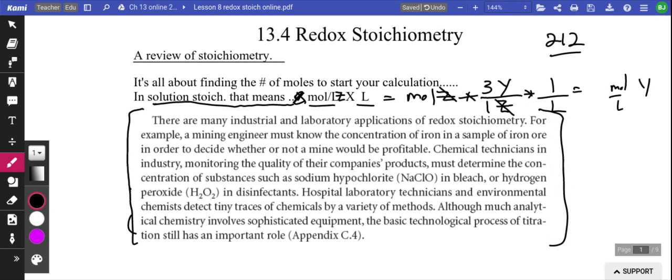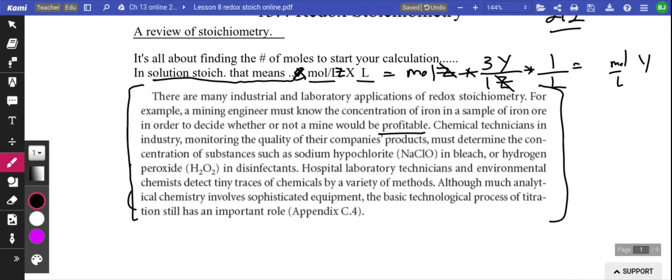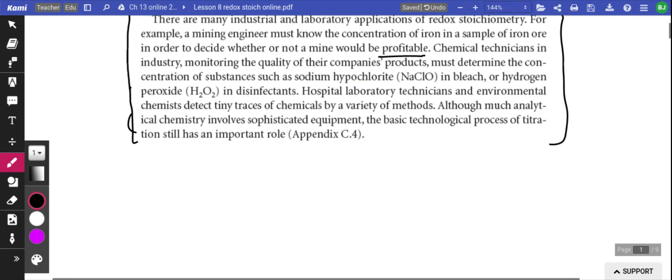Redox stoichiometry has tons of practical applications. It's used in industry. It's used in monitoring for quantities of chemicals and all kinds of reactions. Hospital labs, the mining industry uses this to try and measure the concentration of metal ions before they decide whether or not to spend millions of dollars mining for those metal ions in rock and soil. So lots of uses. Lots of this determines whether or not applications are profitable. So very valuable, very practical. Lab techs do these titrations every day.